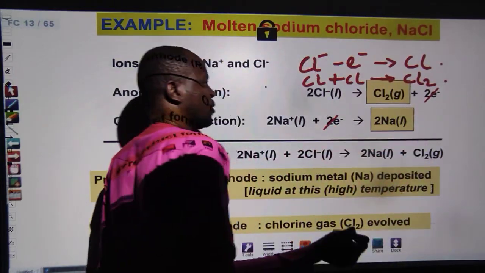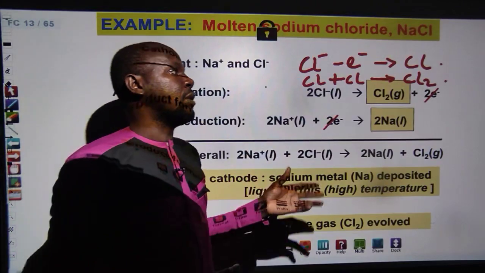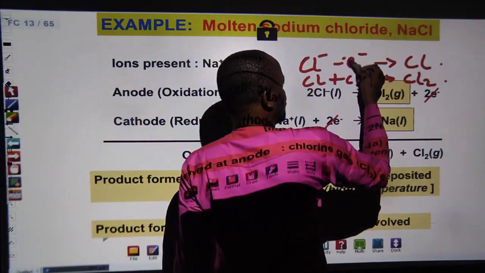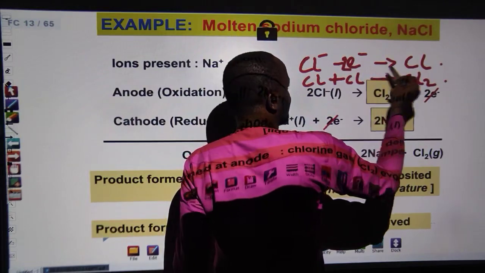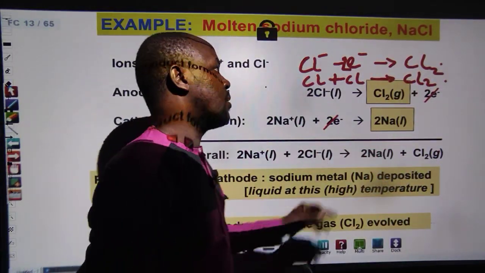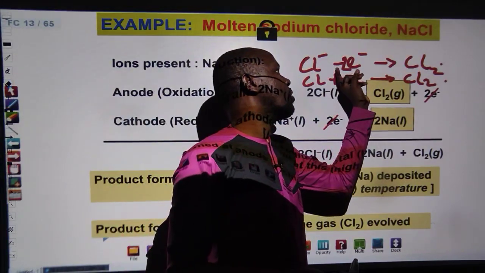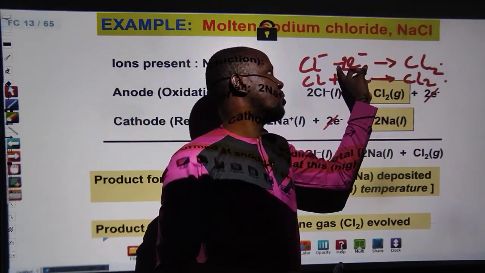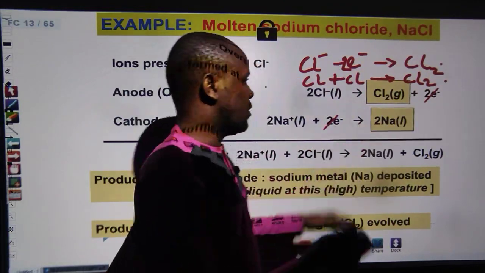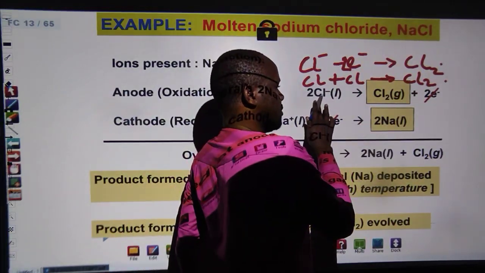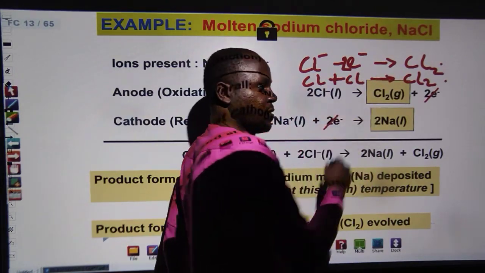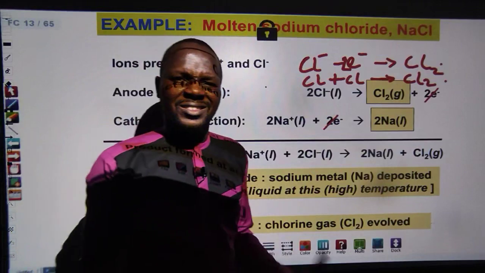So the truth about all this is that any way you are used to writing it is fine. Instead of writing it one by one here, you can just put 2 at this place and put Cl2 here. It's still the same thing, so be careful about that. What you are showing here is that it has lost electron. I'm writing it from the left-hand side to the right-hand side. The implication of this is the same thing as this. So please note that, any way you are used to writing this is not a big deal.